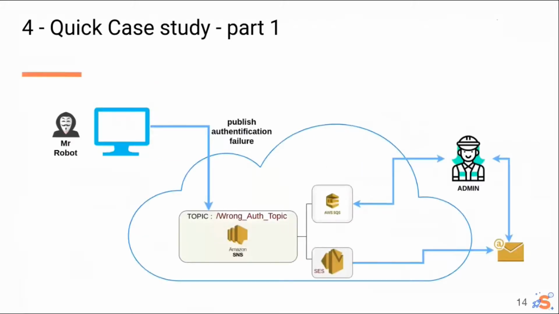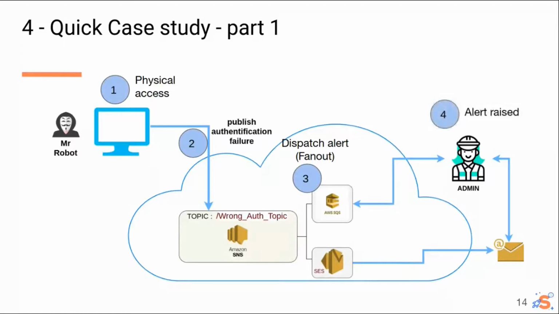Imagine, for instance, that we have a person, kind of Mr. Robot, for example, who had physical access to your computer. He tried to authenticate. The authentication failed. So the authentication is going to generate an error, which will be published to a topic in SNS. And then SNS is going to relay this to your subscribers. And the subscribers are going to alert the system's administrator.